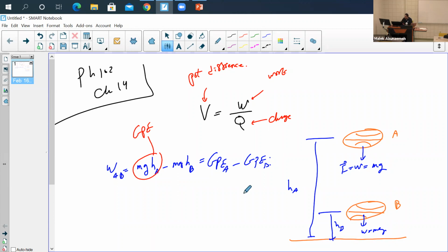And again, let me go ahead and write this down in case you forgot it. Your potential energy is going to be your mgh, and your mg is your gravitational force. So your work is going to equal your gravitational force multiplied by your height.